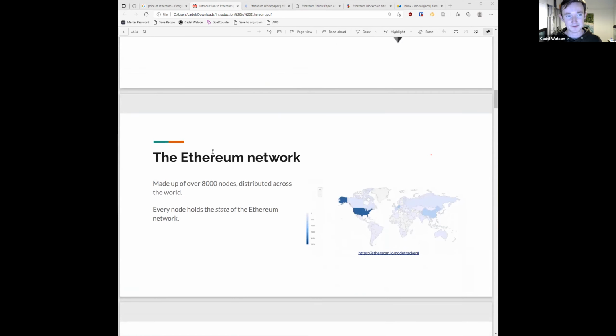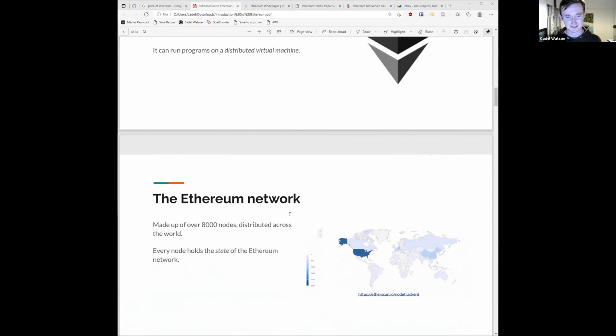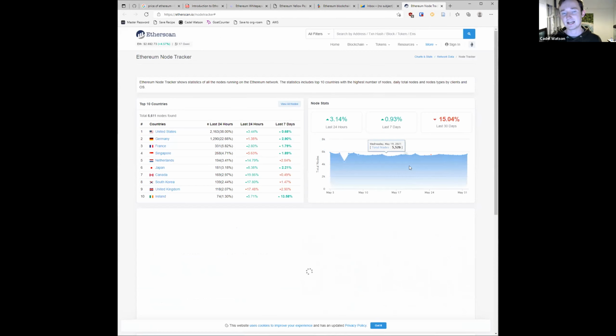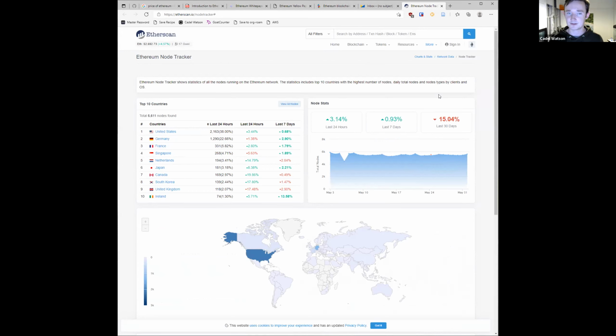So let's talk about the network itself. The Ethereum network was created in, I think, 2016 maybe. And it had 8,000 nodes when I made these slides, but that might have changed now. Each of the nodes is running their own client of the Ethereum blockchain, and any program or any cryptocurrency transfer that we make on the Ethereum blockchain goes to all of these nodes to validate.